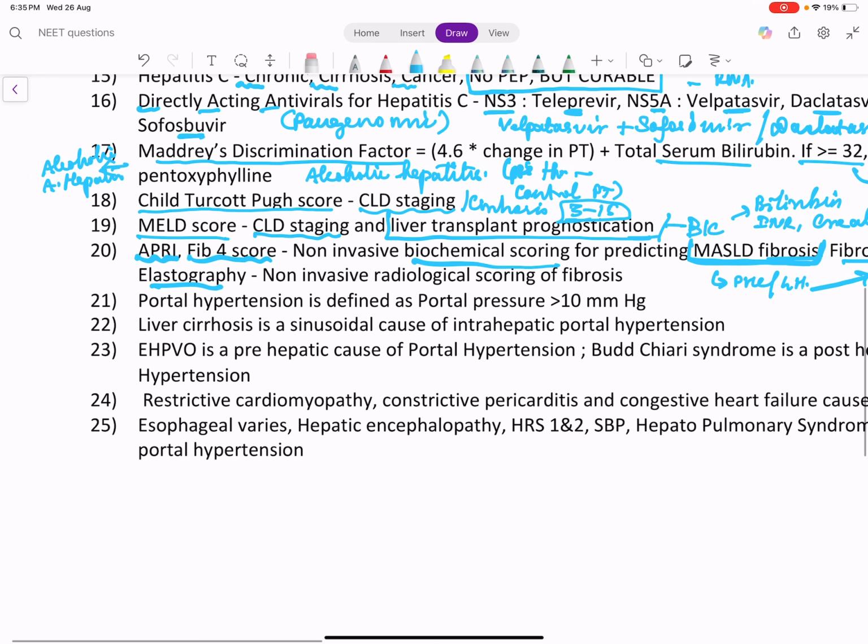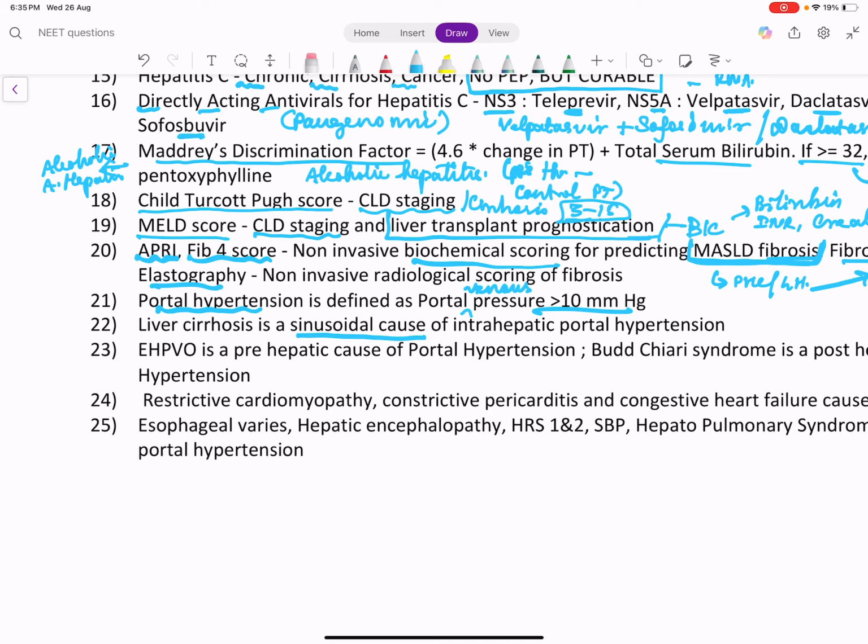Now a few terms about portal hypertension. Portal hypertension is portal venous pressure more than 10 mmHg. Remember, pulmonary hypertension is pulmonary arterial pressure more than 20 millimeters of mercury. So we have classified the causes as prehepatic, hepatic, post-hepatic. Hepatic causes may be pre-sinusoidal, sinusoidal or post-sinusoidal. The important pre-sinusoidal cause will be schistosomiasis. Important sinusoidal cause will be cirrhosis.